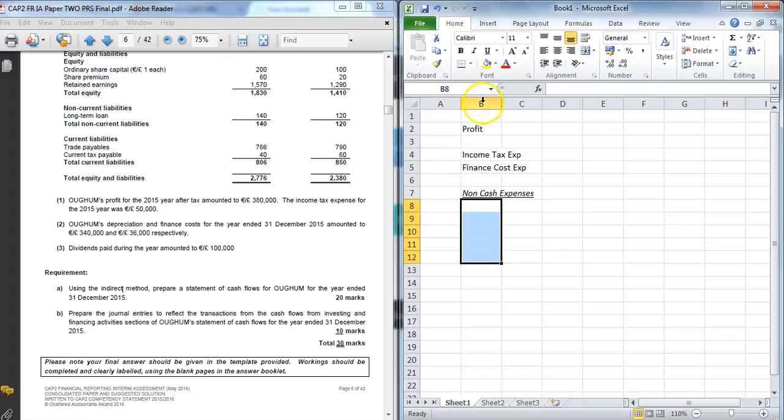Once you have the non-cash expenses complete, and I'll just leave a couple of lines there because we don't know yet, you will do your working capital movements.